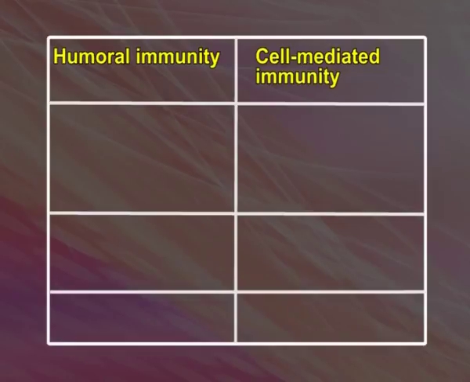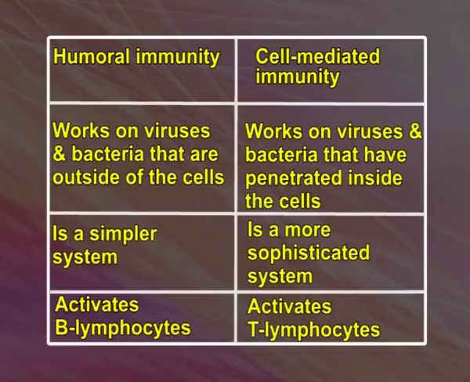Here is a comparison chart between humoral immunity and cell-mediated immunity. Humoral immunity works on viruses and bacteria that are outside of the cells, whereas cell-mediated immunity works on viruses and bacteria that have penetrated inside the cells. Humoral immunity is a simpler system, while cell-mediated immunity is a more sophisticated system. Humoral immunity activates B lymphocytes, whereas cell-mediated immunity activates T lymphocytes.